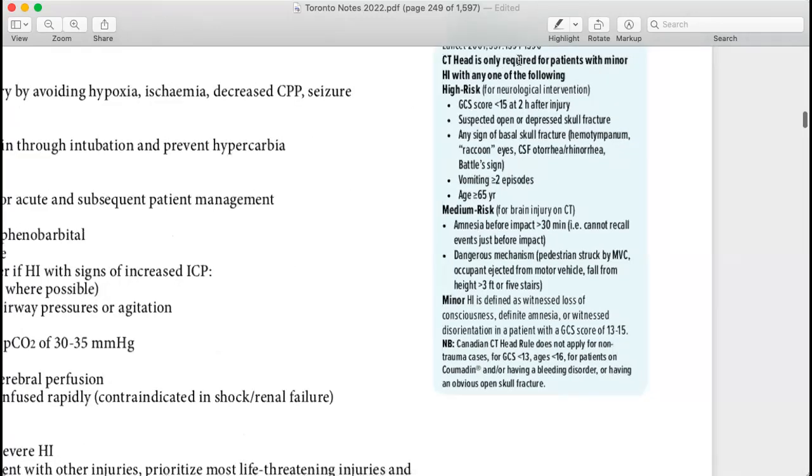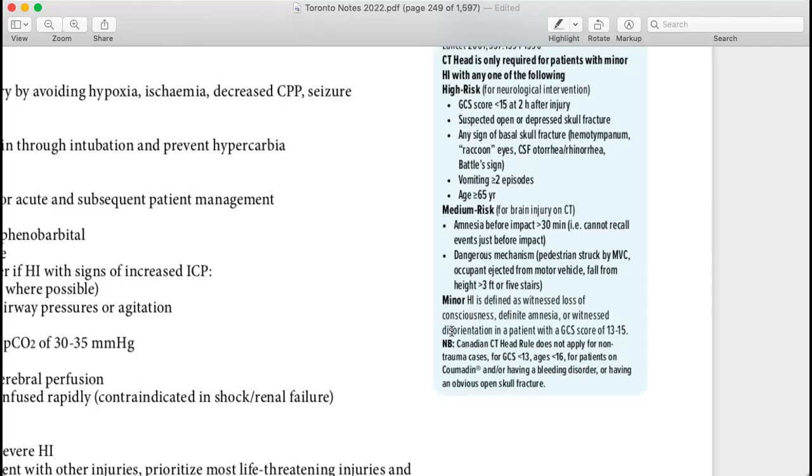CT head is also required for patients with a minor head injury in any of the following: high risk, medium risk, minor. High risk is when GCS is less than 15 at 2 hours after injury, like 2 hours have passed and the GCS is still decreased. Also suspected open or depressed fracture, any raccoon eyes, Battle sign, or hemotympanum, vomiting more than 2 episodes, and age more than 65. In those conditions, definitely a CT scan is needed.